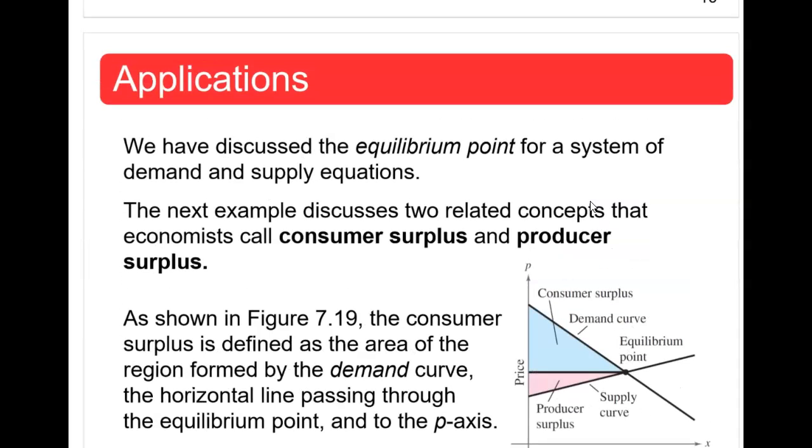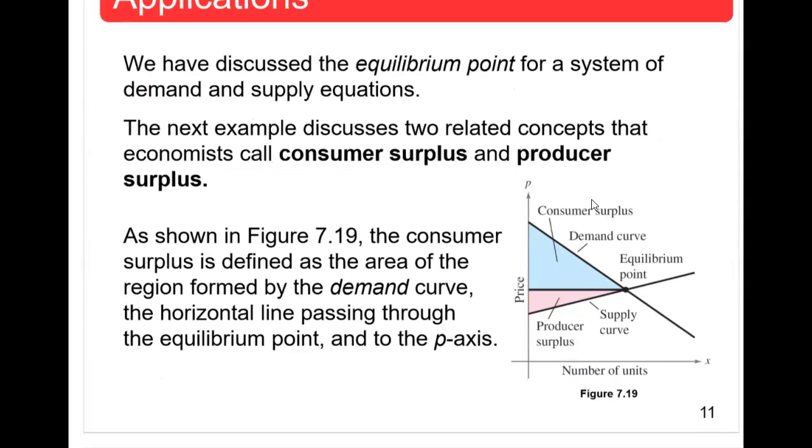Okay, now one very common application is the equilibrium point for a system of demand and supply equations. And the next example discusses two related concepts that economists call consumer surplus and producer surplus.